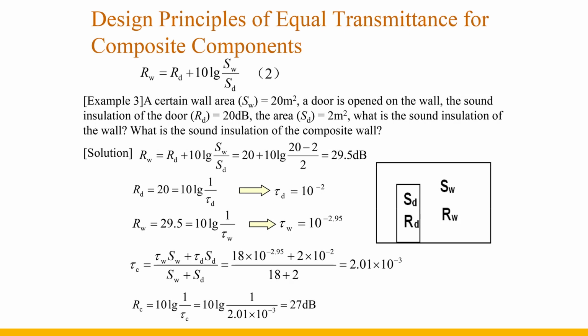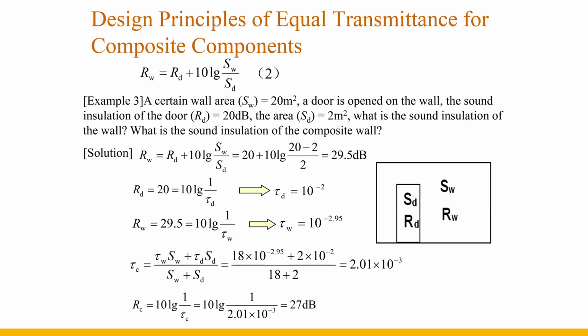First, according to the design principle of equal transmission, the area of the wall and the door and the sound insulation of the door are substituted into Formula 2, and the sound insulation of the wall should be 29.5 decibels. Then, according to the sound insulation formula, the transmission coefficients of the wall and door are obtained. Then the average transmission coefficient of the composite wall is obtained according to the formula of the average transmission coefficient. Substituting the average transmission coefficient into the sound insulation formula, the sound insulation of the composite wall is 27 decibels.